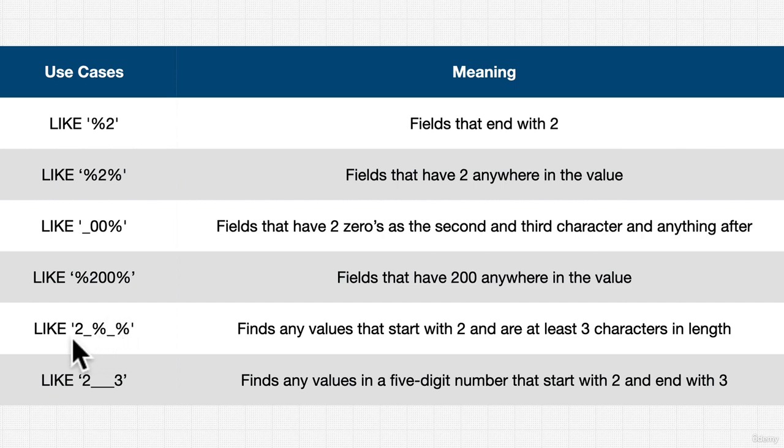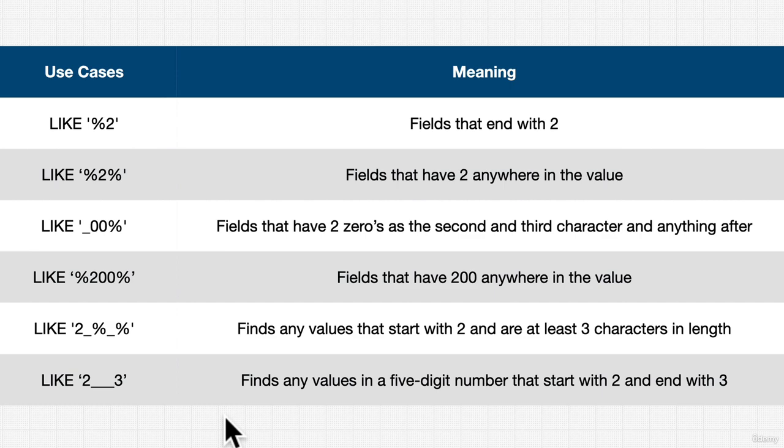But we want it to be at least 3 in length. And then we have like to underscore underscore underscore underscore. It's not really clear how many underscores are here, but trust me, it finds any value with 5-digit numbers that start with 2 and end with 3. So there's 3 underscores in here. So 5-digit numbers. Starts with a 2, ends with a 3. And that's what we're aiming towards.